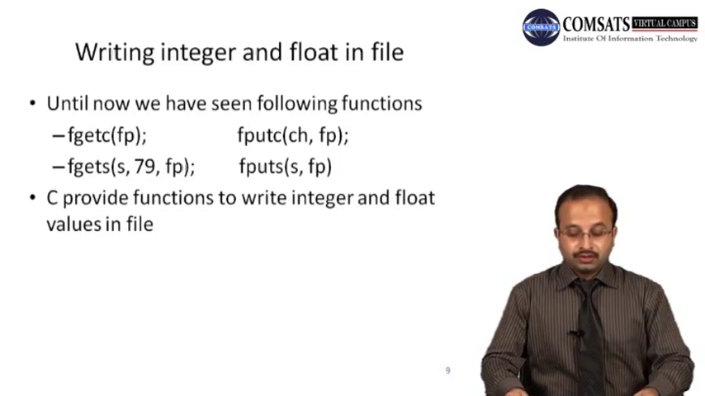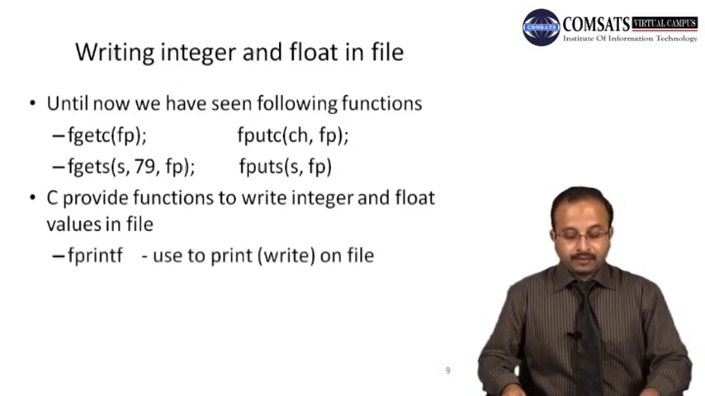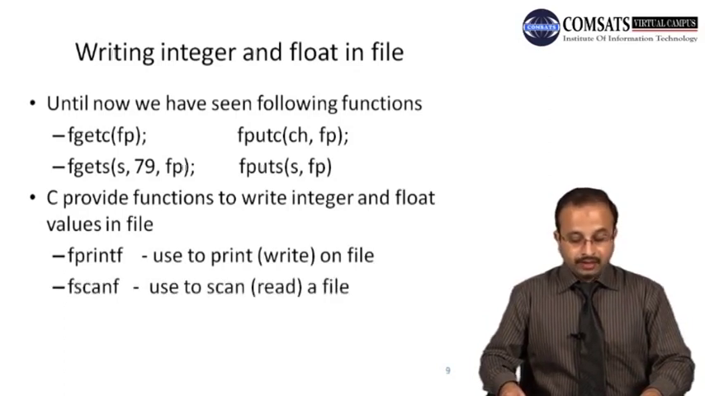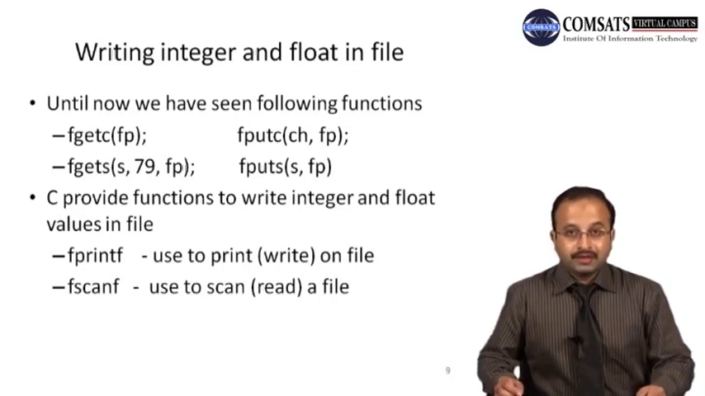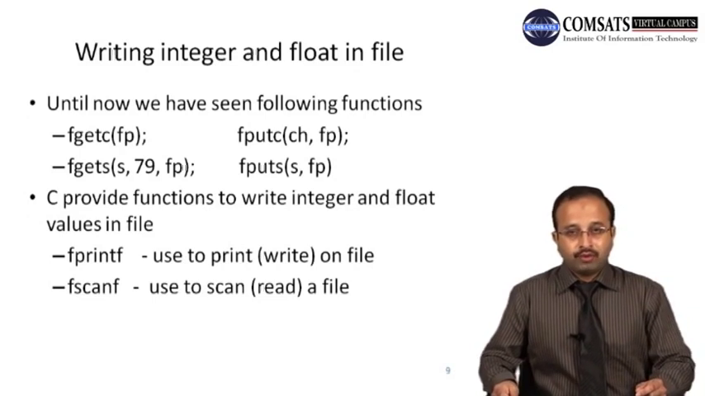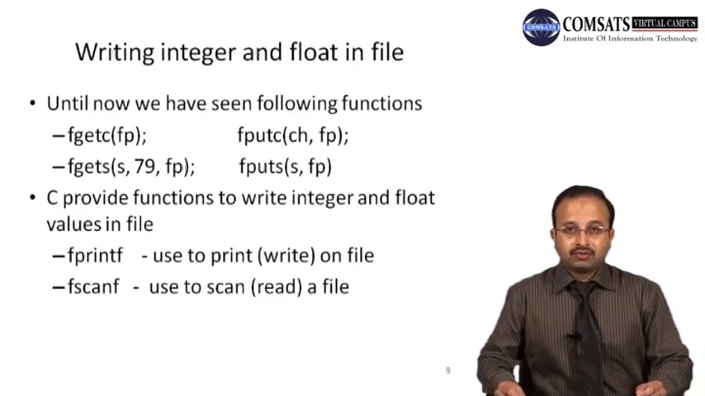C provides functions to write integers and floating point values in a file, and these functions are fprintf, that is used to print or write on a file, and fscanf, used to scan, that is read a file. So they are not limited, fprintf or fscanf, just to numbers, that is integers or floating point, but you can write characters, you can write strings using those functions as well.